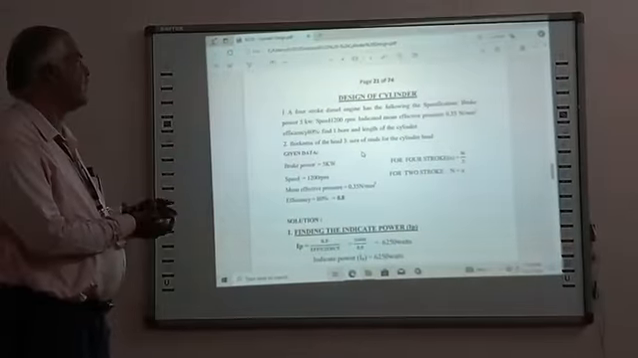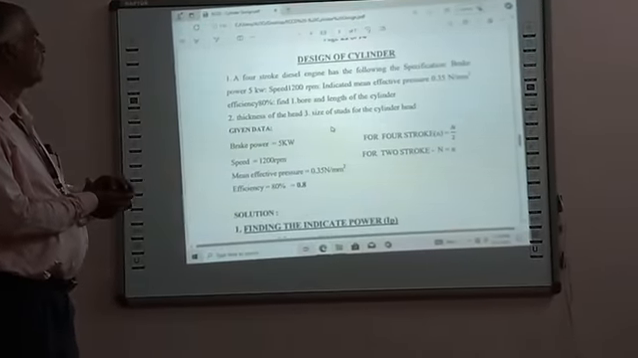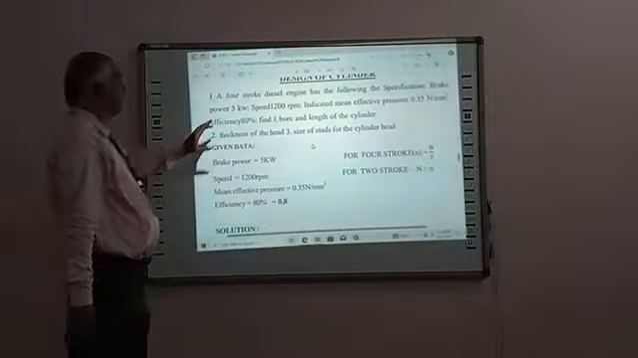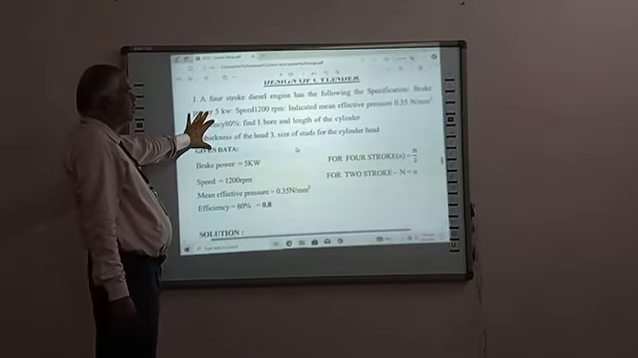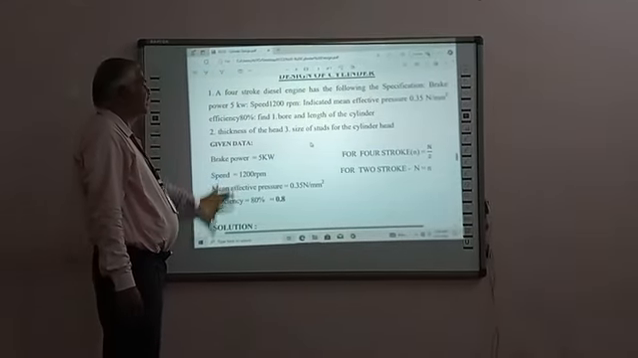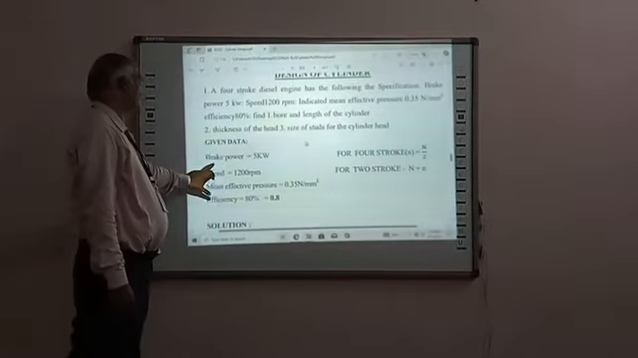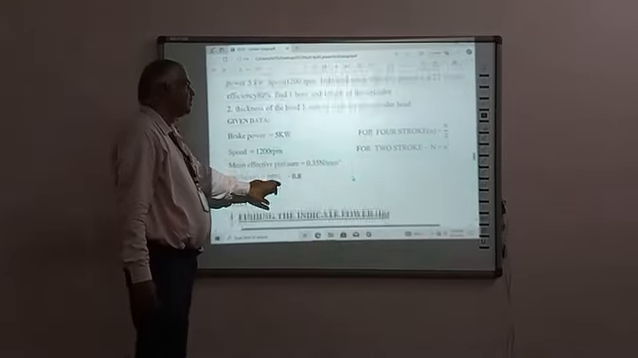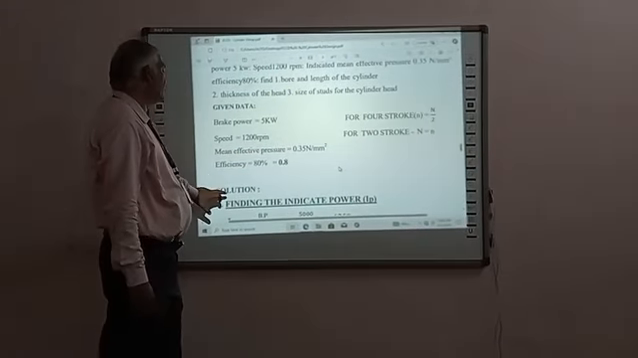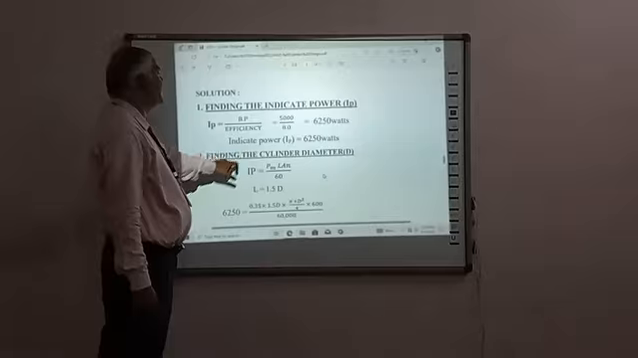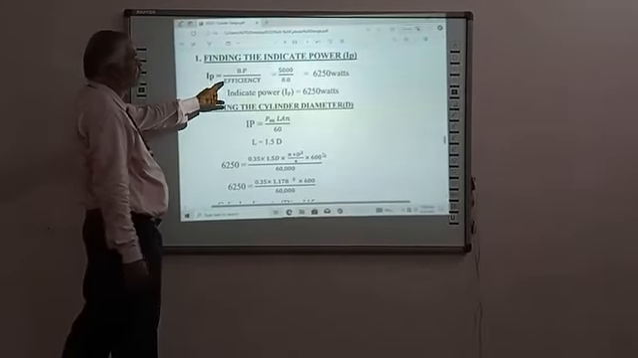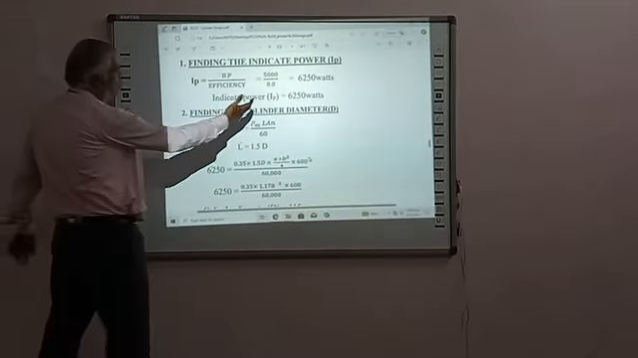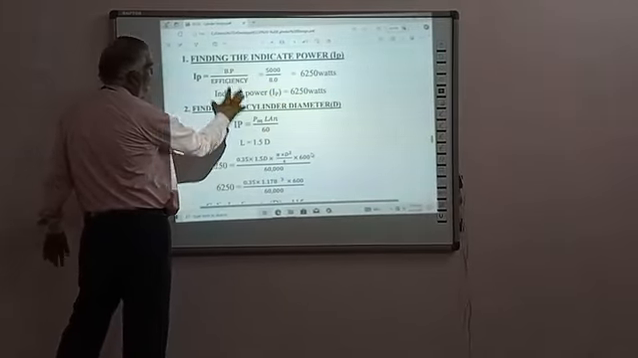The power capacity of the cylinder to be developed, the speed in RPM, the mean effective pressure, and the efficiency. These four data are required to design the cylinder. Suppose these are the given data for designing the cylinder. First we have to find the indicated power. The indicated power is equal to brake power divided by efficiency. We get 6250 watts for this particular problem.